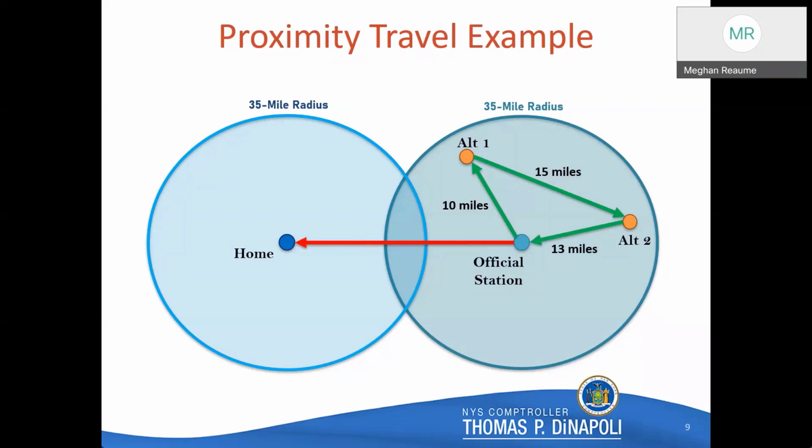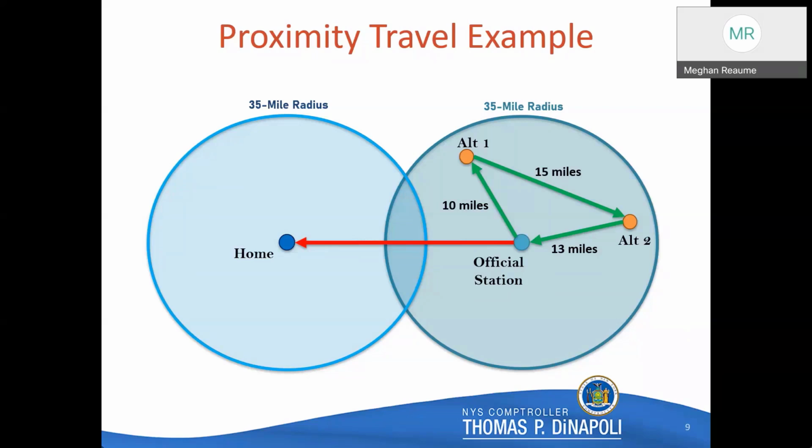For this example, the lesser of mileage rule does not apply since there is no travel between the home and an alternate work location. The employee is not allowed to claim commuting mileage, which is why the travel between home and official station is in red. Therefore, the traveler is allowed to claim all other points of travel at the actual miles shown.